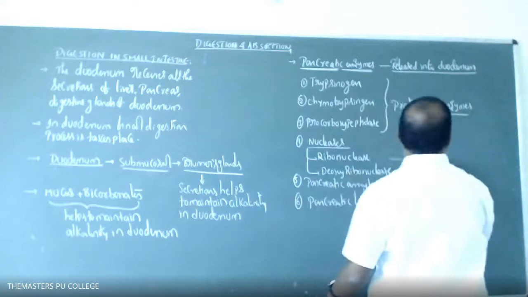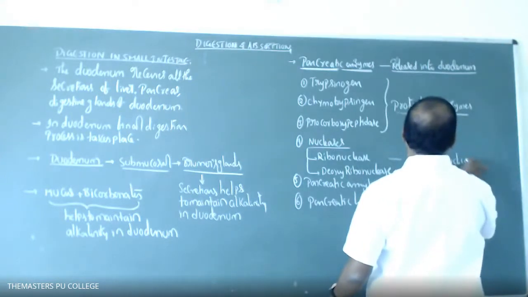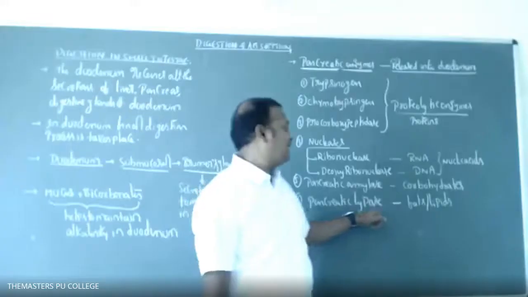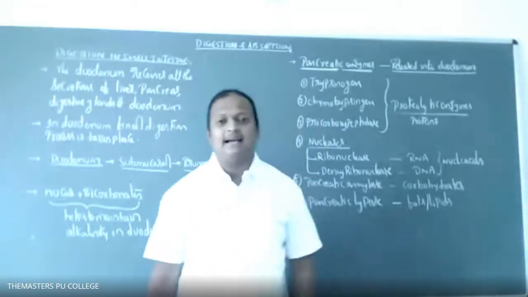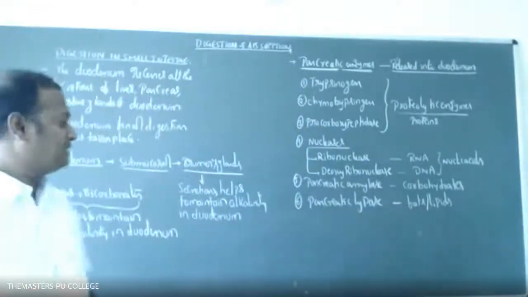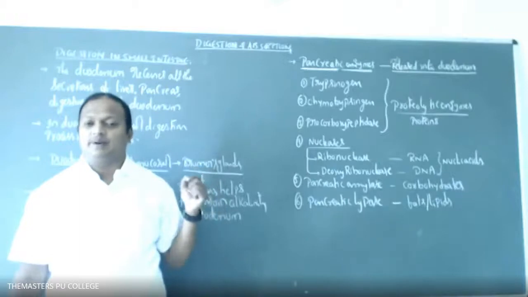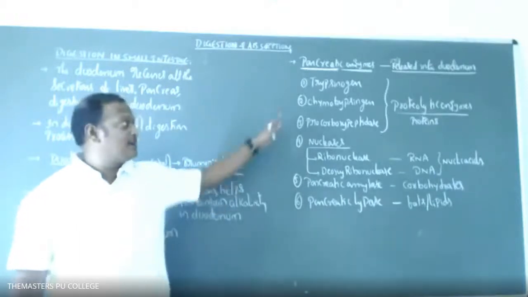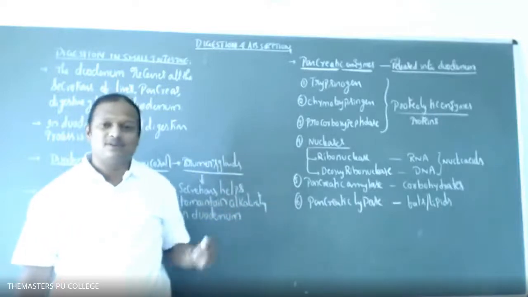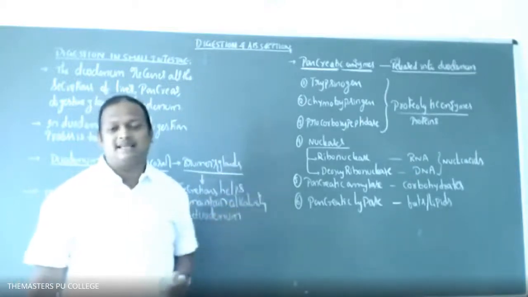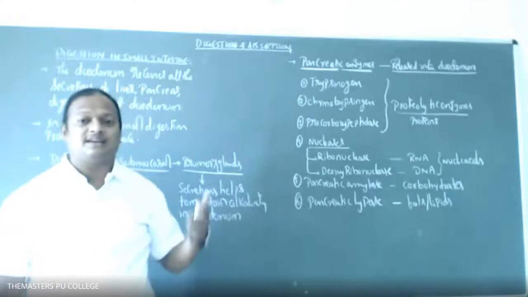Right, students? Pancreatic amylase acts on what? Carbohydrates. Pancreatic lipase acts on what, students? Fats and lipids. Is this clear, all of you? These are the enzymes secreted from the pancreas that we discussed. So the different types of food materials are digested by the influence of pancreatic enzymes, and what type of reactions take place, now we discuss.